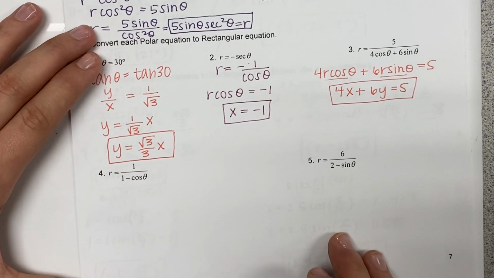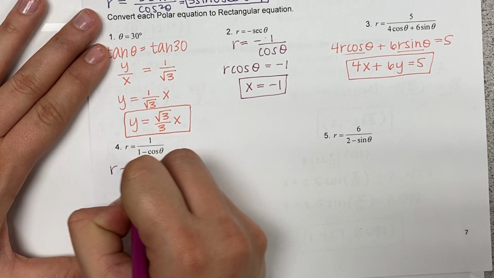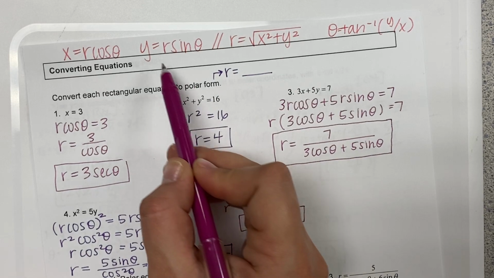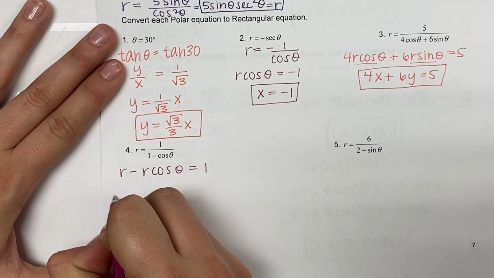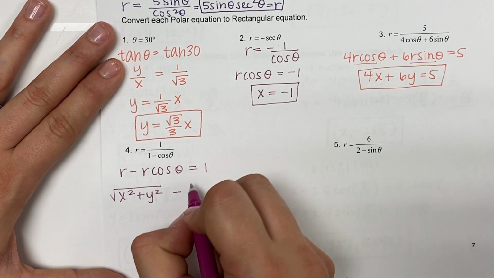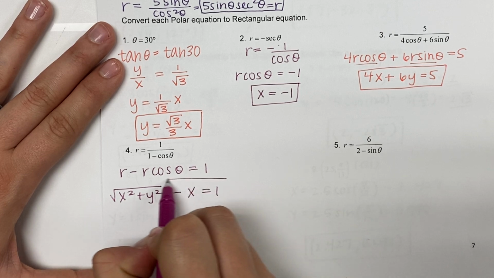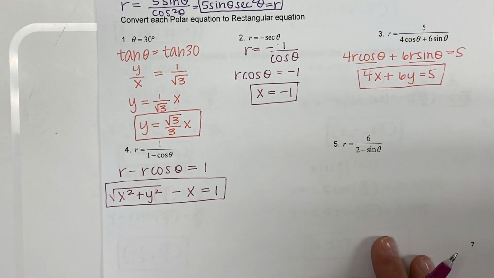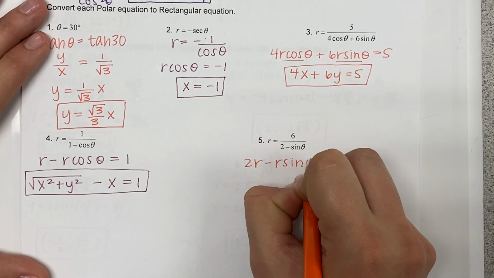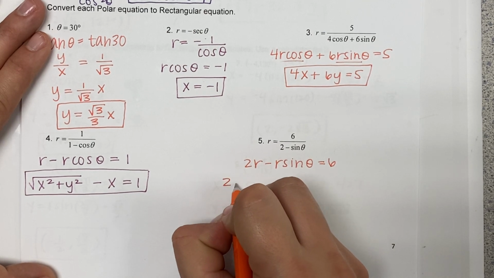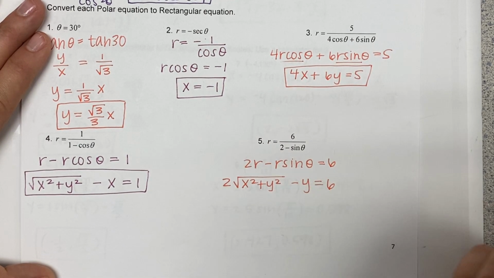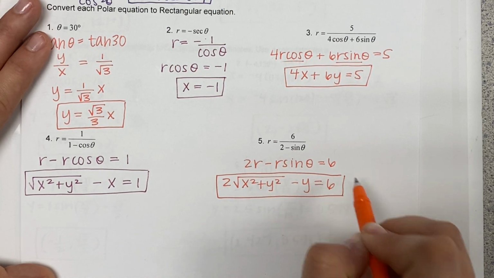Keep it going. I'm going to do the same thing where I multiply across, distributing that r. Okay, when I have r by itself, I'm using this, so the square root of x squared plus y squared, minus r cosine theta is just x, and equals 1. So it's in x and y, so that can be my answer. Same thing here, distributing that r. So this will be 2 square root, minus r sine theta is y. And I got rid of the r and the theta, so cool.